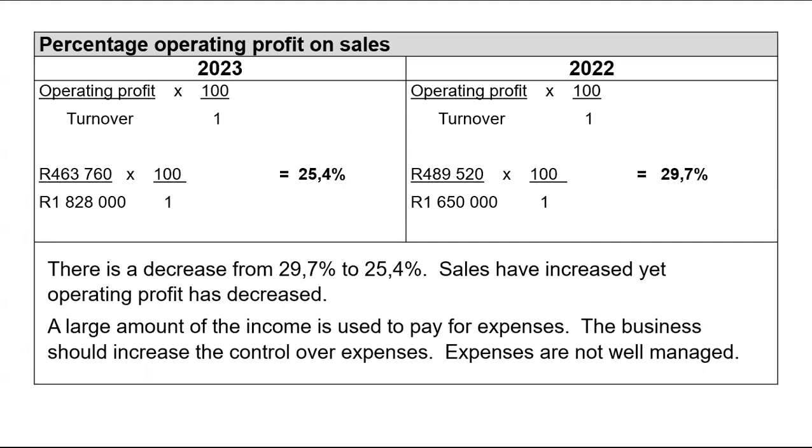A large amount of the income is used to pay for expenses. The business should increase control over expenses. And the main expense that we're talking about here is your cost of sales expense, all right? Expenses are not well managed, and that's why I said we need to look for a cheaper supplier who provides the same quality of goods or better quality of goods. All right.